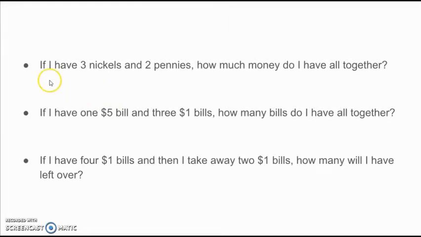So let's see. If I have 3 nickels and 2 pennies, how much money do I have all together? Now the key word for this is all together, and all together means you're going to be adding the stuff together. So the next one is, if I have 1 $5 bill and 3 $1 bills, how many bills do I have all together? Now again, all together are the key words right there.